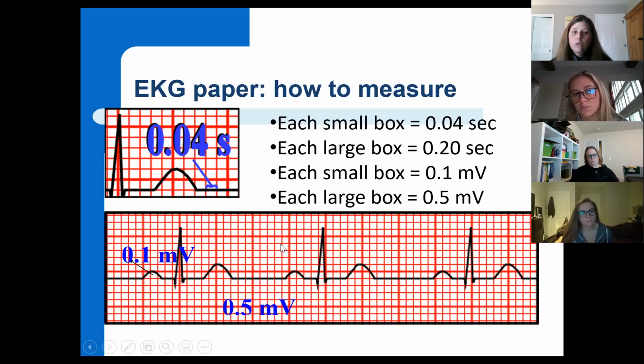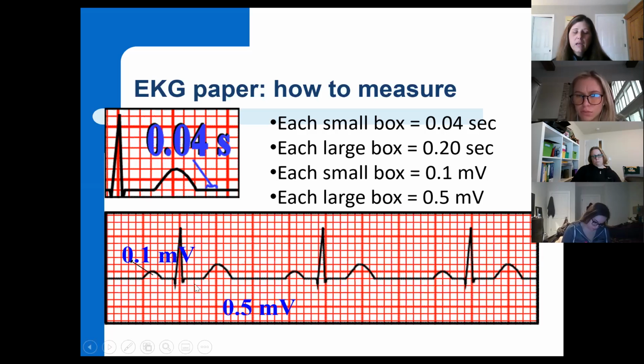Within those same bolded edges of that bigger box, if you look from bottom to top, we're measuring our voltage. How strong is it? Each one of those boxes vertically, the voltage is measuring 0.1 millivolt. Again, there's 5 of them from bottom to top, bold line to bold line of the big box. So 0.1 millivolt times 5 is 0.5 millivolt.